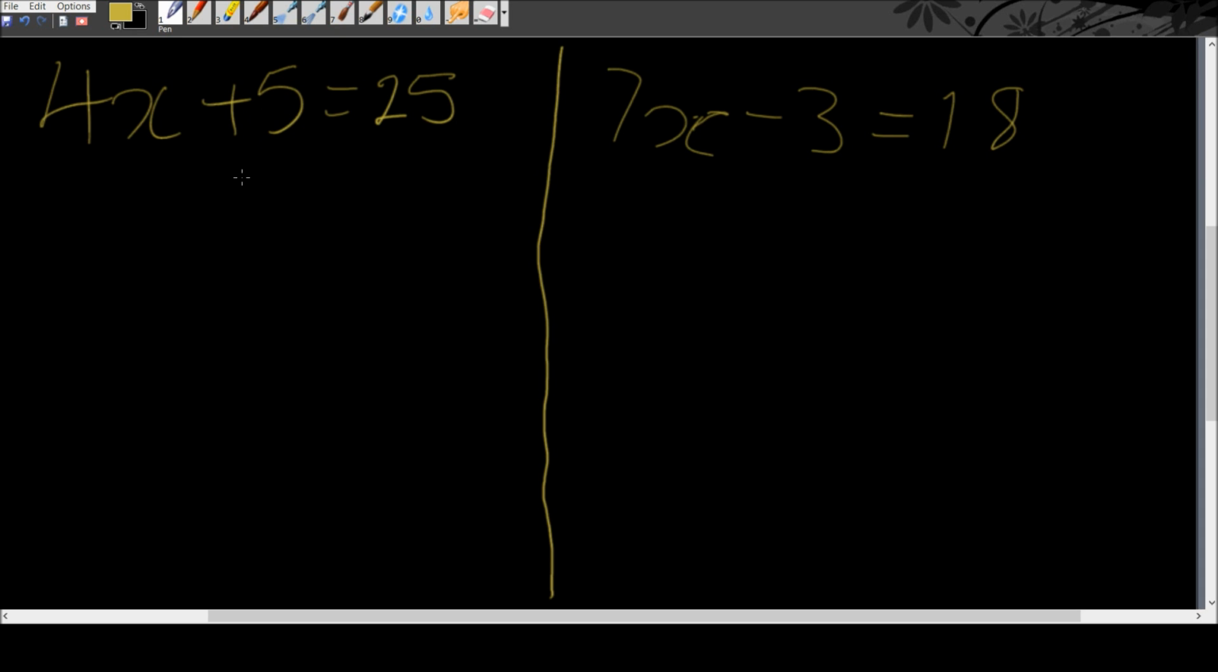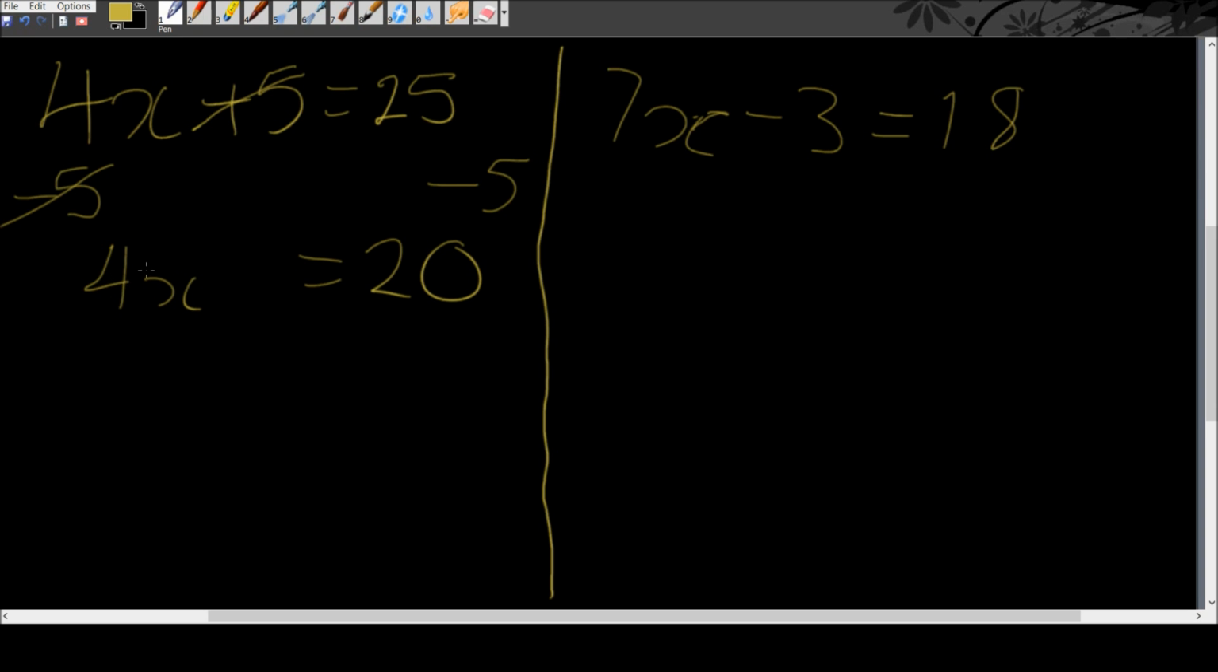Which one comes first? Since we're working in reverse, we need to sort out the addition first and then the multiplication. So we need to get rid of this plus 5. To get rid of the plus 5, you need to take 5 from both sides, because whatever you do to one side, you need to do to the other side. So that plus 5 and that minus 5 will cancel each other out. So we're just left with 4x is equal to 25 take away 5, which gives us 20. So now we've got 4x equal to 20.